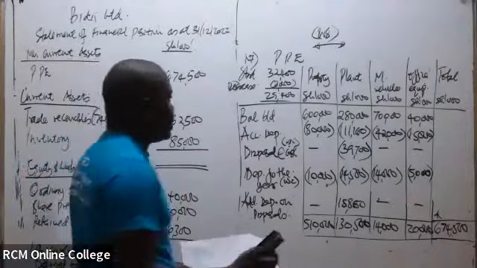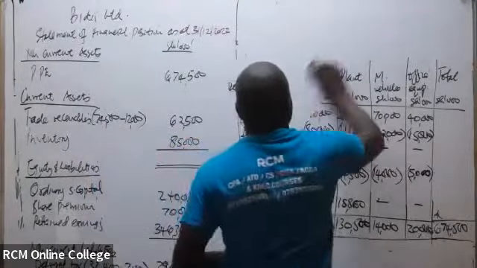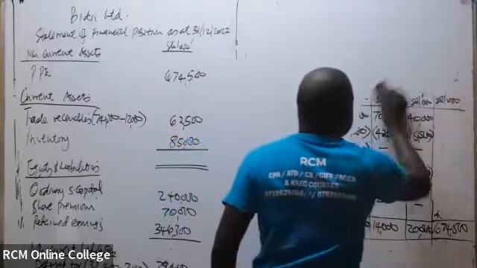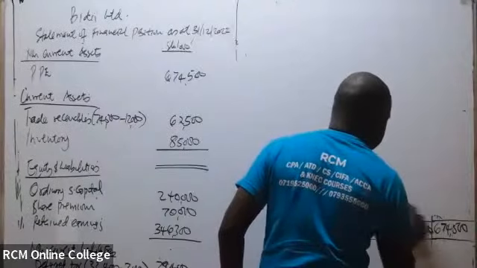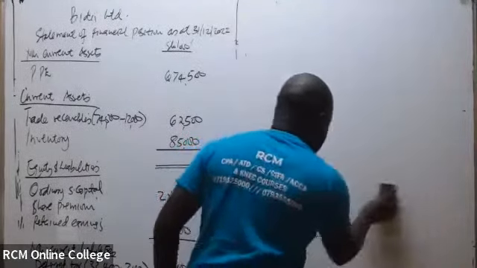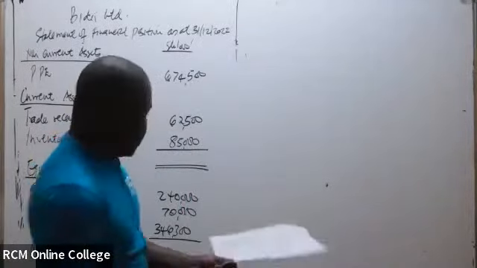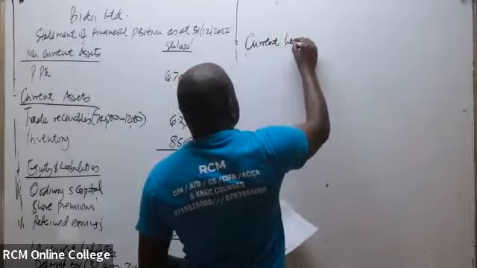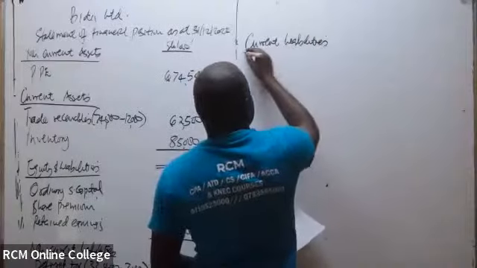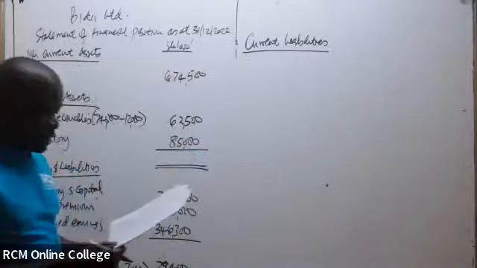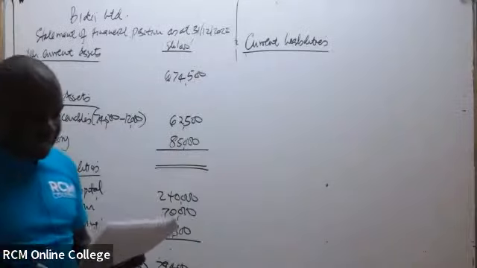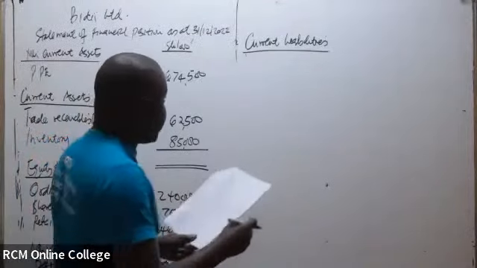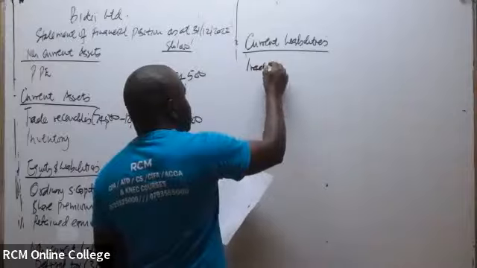So straight away, we can go to the current liabilities. Let's go to the current liabilities. For the current liabilities it is very easy. You just need to go to the TO balance and, on the credit side, try to identify the current liabilities you have. Automatically, we see trade payables.